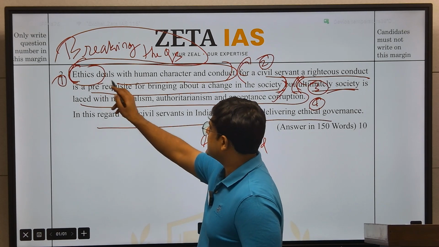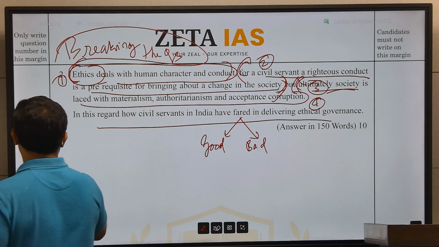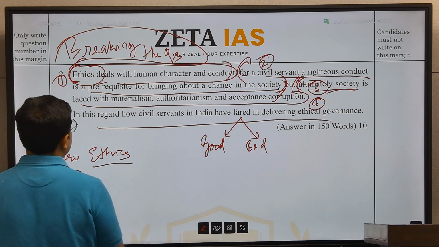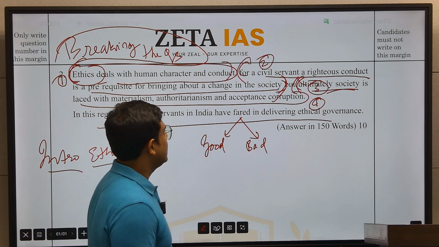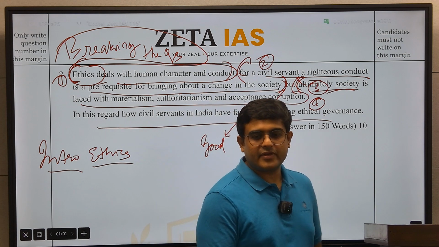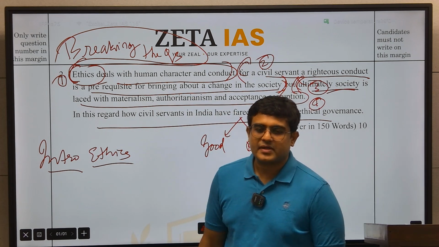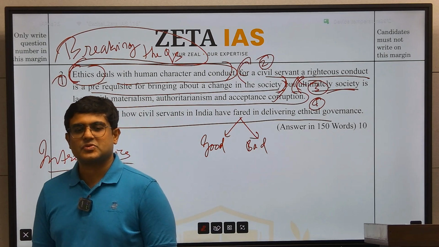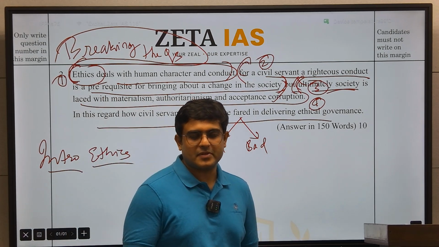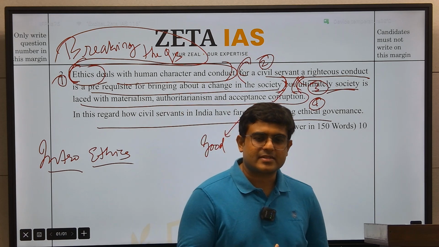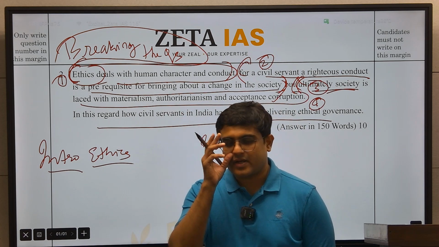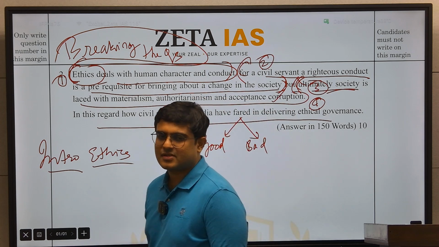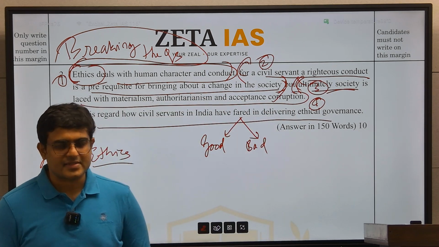So first part is ethics, the introduction. Define ethics. Ethics is a moral philosophy which deals with human character and conduct. It scrutinizes human actions, whether those actions meet the established standards, so as to know whether these actions are ethical or not. So in this way you define ethics.